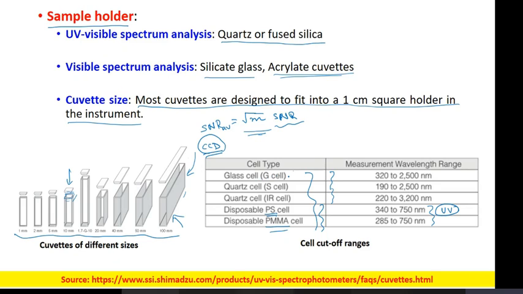Glass cell is regarded as G cell, quartz cell is regarded as the S cell, then IR cells have an extended region up to the IR spectrum. So these are the different types of cells which are there.